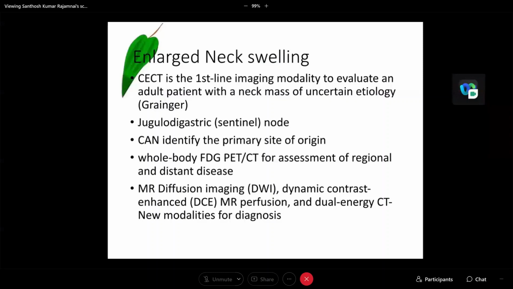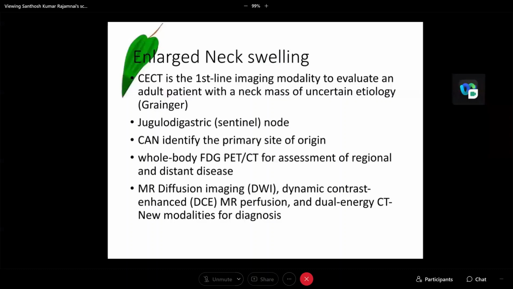And the most common node to be enlarged is the jugulodigastric node, which is also called the sentinel node. It is also called the nodes of Wood. Also called the tonsillar node, right? So these have many names. The jugulodigastric node is also called a sentinel node, it is also called tonsillar node, it is also called nodes of Wood. So these are the nodes that are usually enlarged, right?